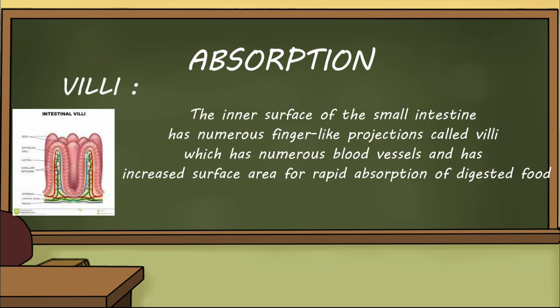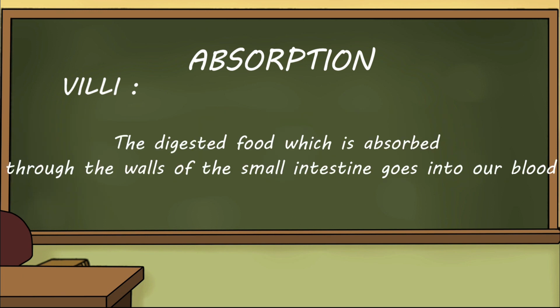Absorption. The small intestine is the main region for the absorption of digested food. Villi. The inner surface of the small intestine has numerous finger-like projections called villi, which have numerous blood vessels and increased surface area for rapid absorption of digested food. The digested food, which is absorbed through the walls of the small intestine, goes into our blood.